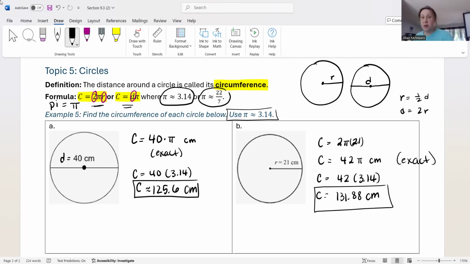Okay, so that is finding the circumference of a circle. Nothing terrible, just be really mindful of what approximation for pi you should use. Or if the directions ask for an exact answer, just simplify and then leave pi in the answer.